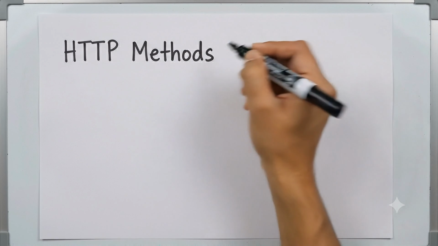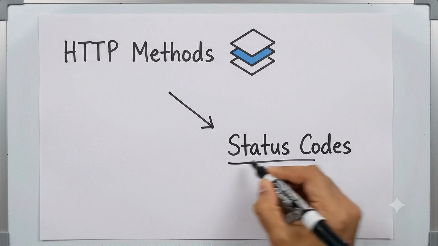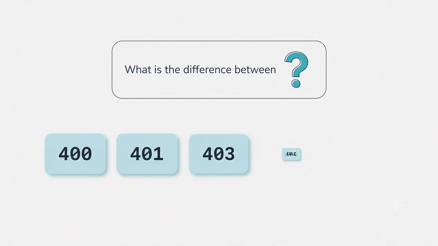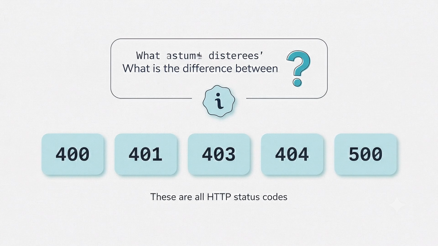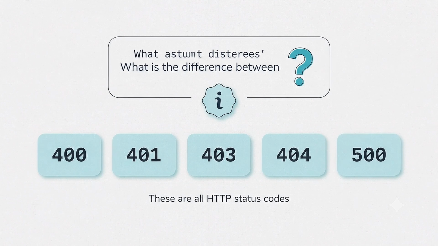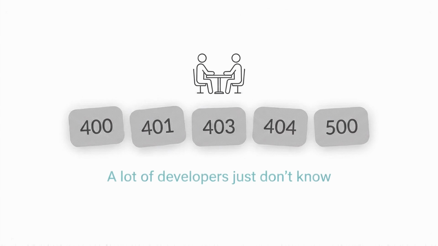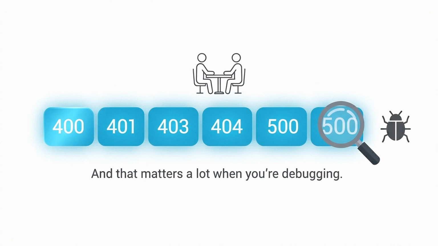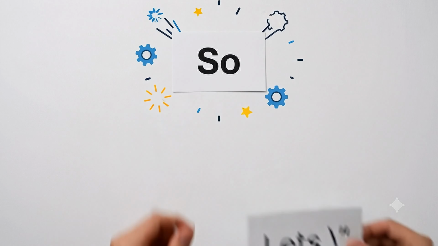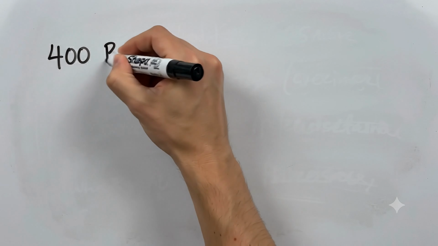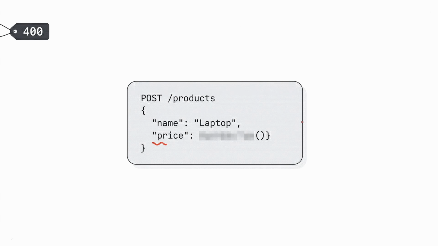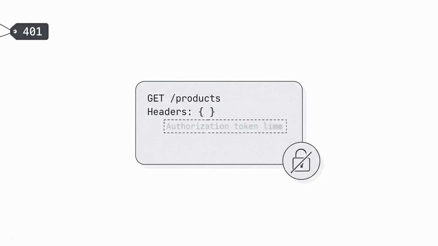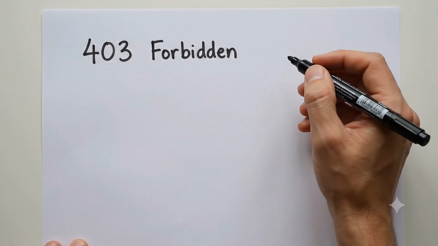Now that we have covered HTTP methods, the next usual question comes on status codes. What is the difference between 401 and 403, 404 and 500? These are all HTTP status codes. An interviewer asks this because a lot of developers don't know which kind of error it actually is, and that matters a lot when you are debugging. So let's explain it. 400 is a bad request, meaning the problem is from the request itself. 401 is unauthorized, meaning the client has not proved who they are. 403 is forbidden and different.